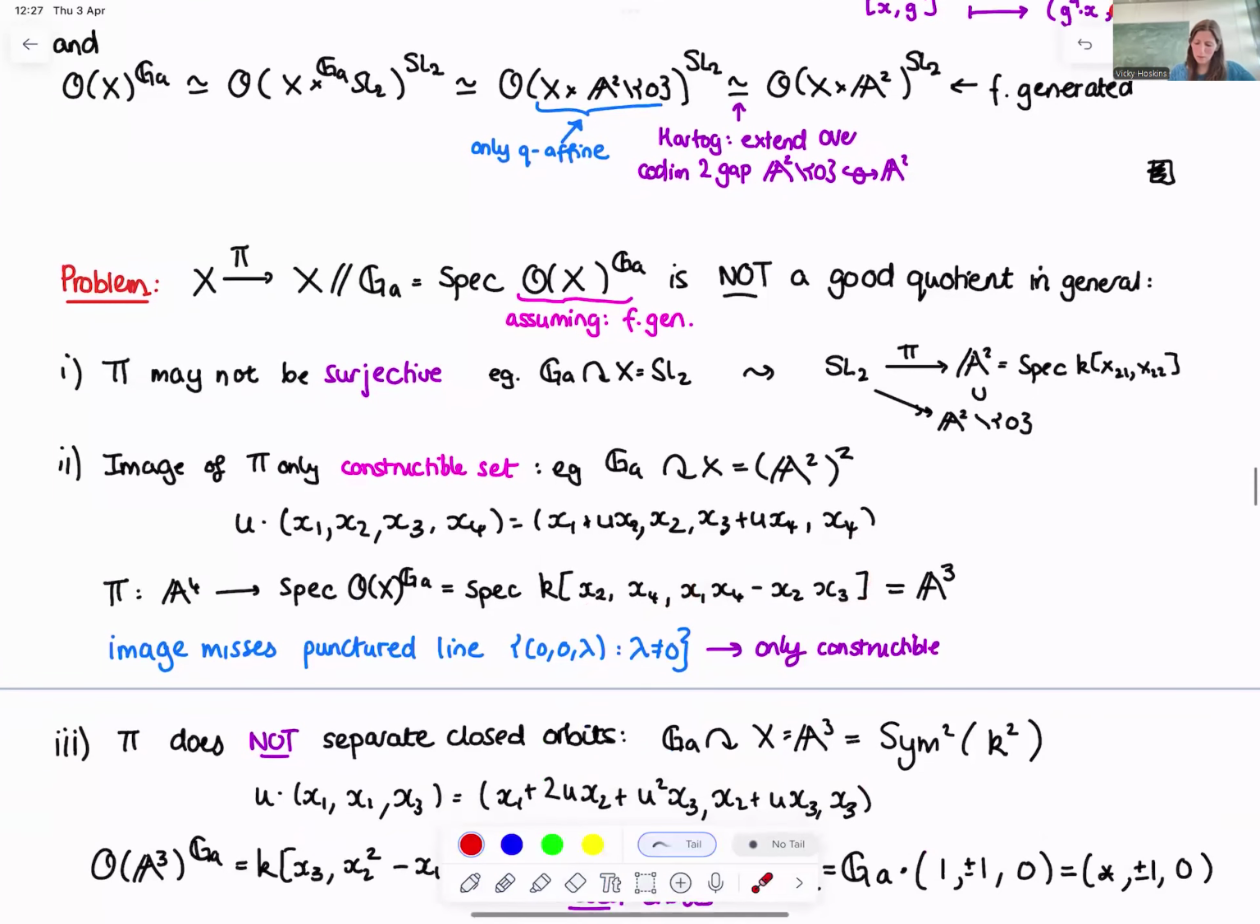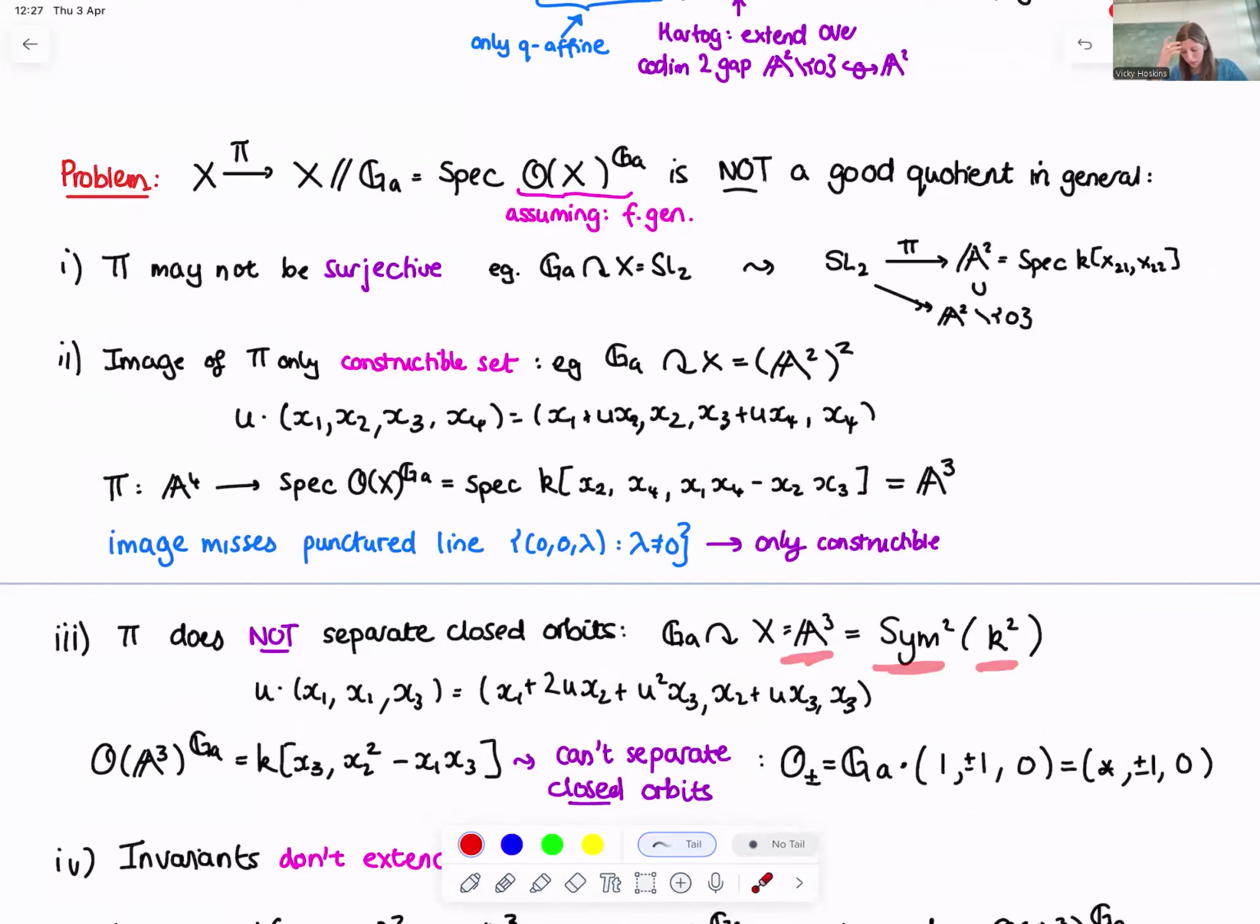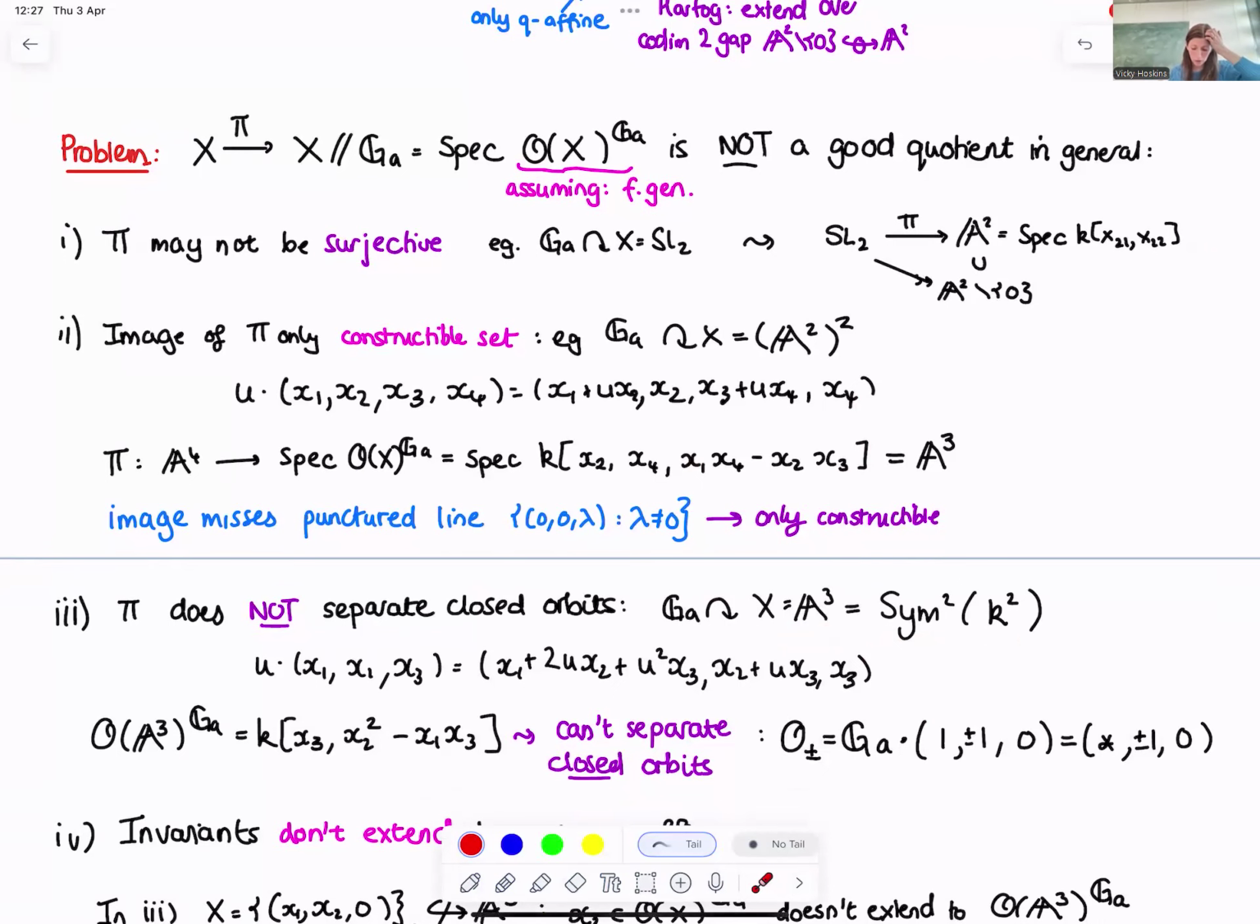And then there's even more problems. I will list a few. So firstly, the pi does not separate closed orbits. So if you look at the G_a action on, now I take the standard representation, I take Sym^2 of it. So this looks like a 3-dimensional vector space. I've written it down concretely here, and I've written down what the invariants are. So you get an A^2 as the quotient.